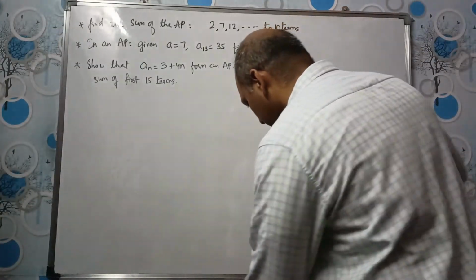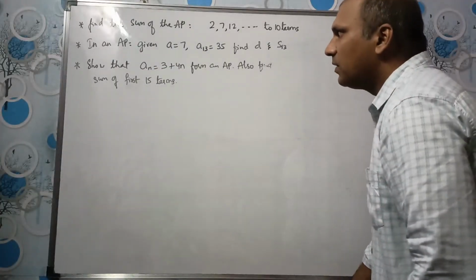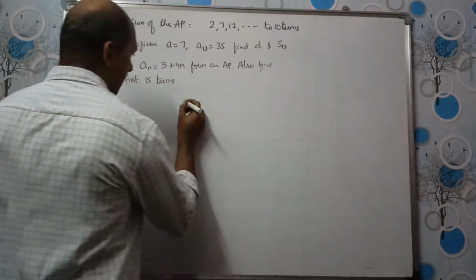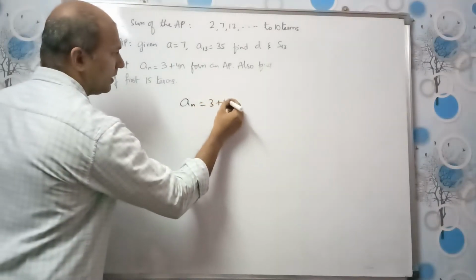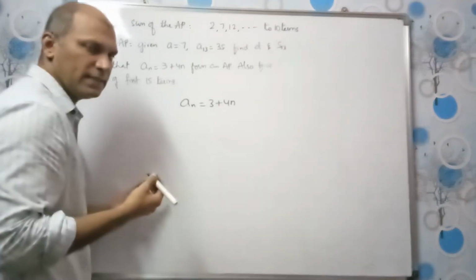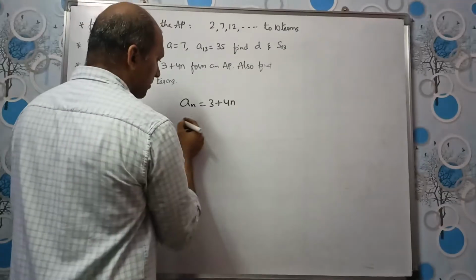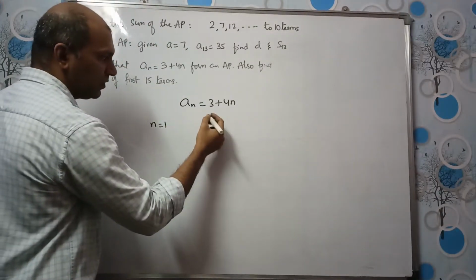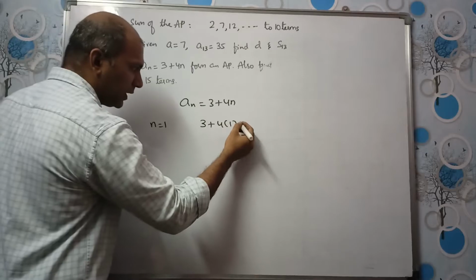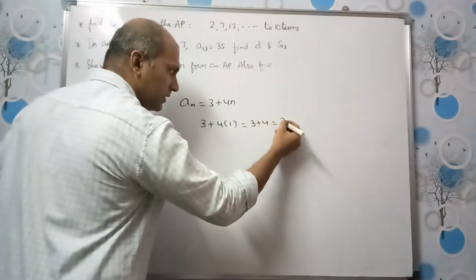Last problem now. Okay, what do we have? Show that a_n equals 3 plus 4n, where n is a natural number, forms an AP. That means if you substitute n equals 1, what will be the value? 3 plus 4 into 1. So this will be 3 plus 4, 7, right?